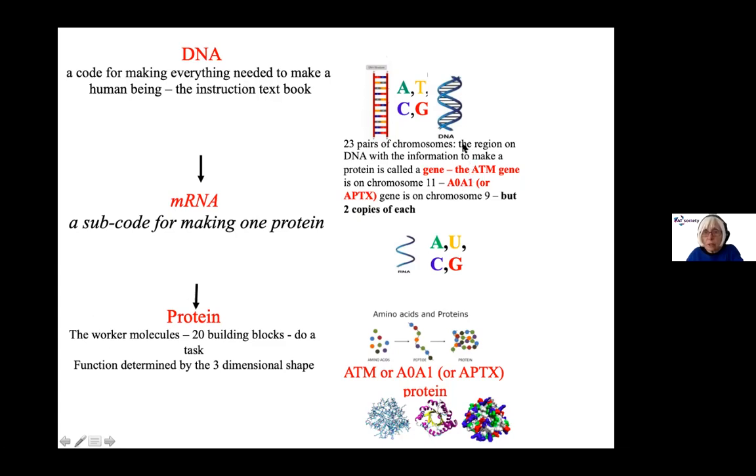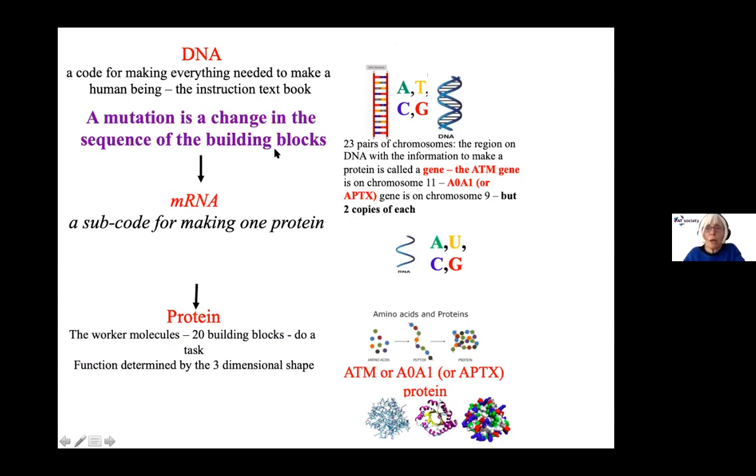Also, the region on your DNA which has got the information to make one protein is called a gene. Ataxia-Telangiectasia is the disorder. We have the ATM, which actually stands for Ataxia-Telangiectasia mutated, protein, and the region on the DNA which has the code for that protein is called the ATM gene. And similarly, we have the AOA1 protein and the AOA1 gene.